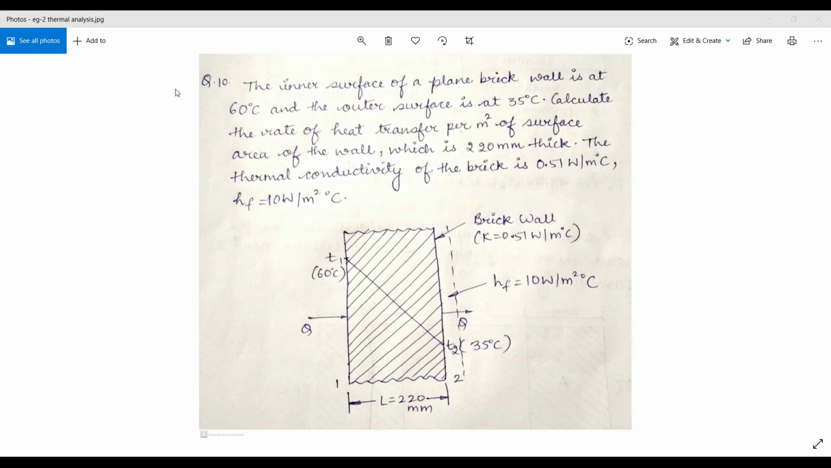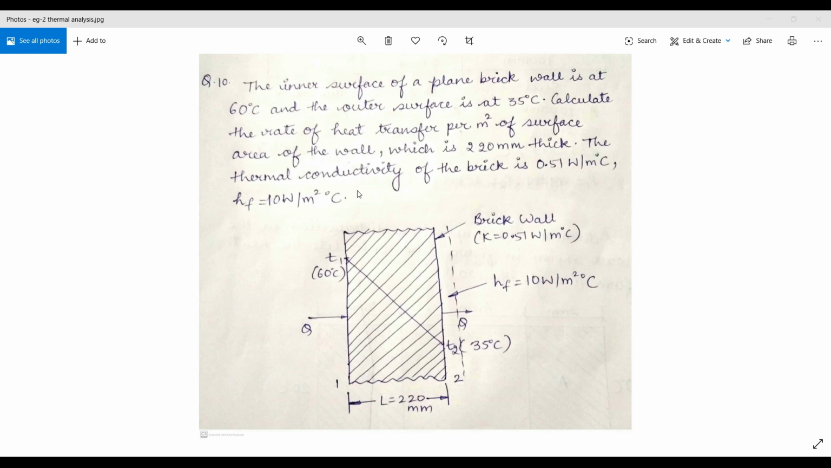Let's read. The inner surface of a plain brick wall is at 60 degrees Celsius and the outer surface is at 35 degrees Celsius. Calculate the rate of heat transfer per meter square of surface area of the wall, which is 220 mm thick. The thermal conductivity of the brick is 0.51 watt per meter degree Celsius and h for fluid is given as 10 watt per meter square degree Celsius.